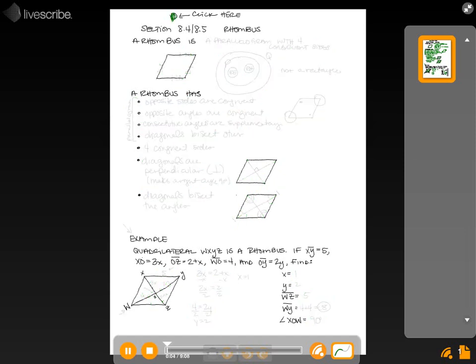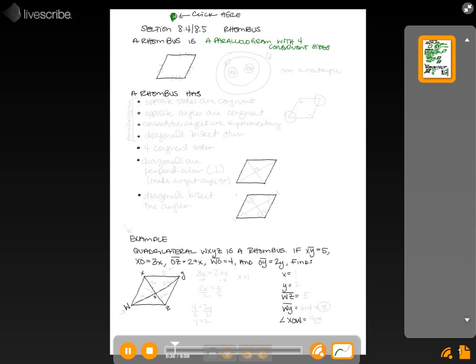All right, these are your notes for sections 8.4 and 8.5, and we're going to talk about a rhombus in this video. Now, a rhombus is a parallelogram with four congruent sides. Okay? So that's what a rhombus is. It's a parallelogram with four congruent sides.